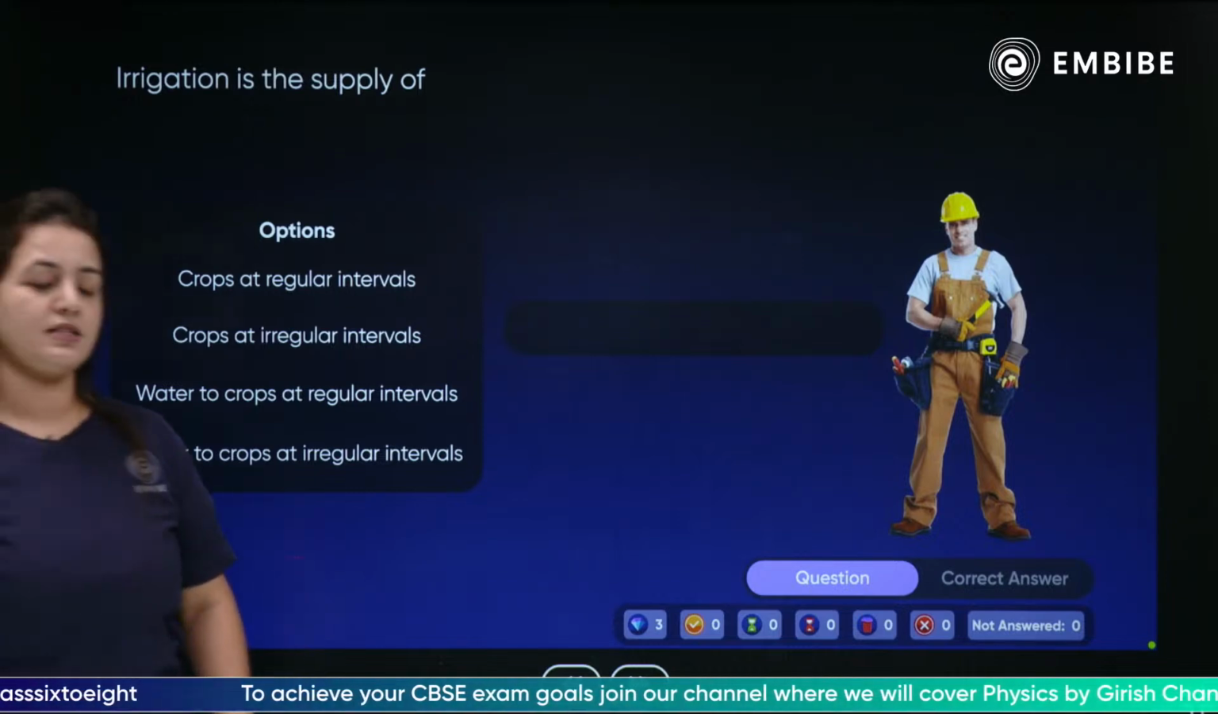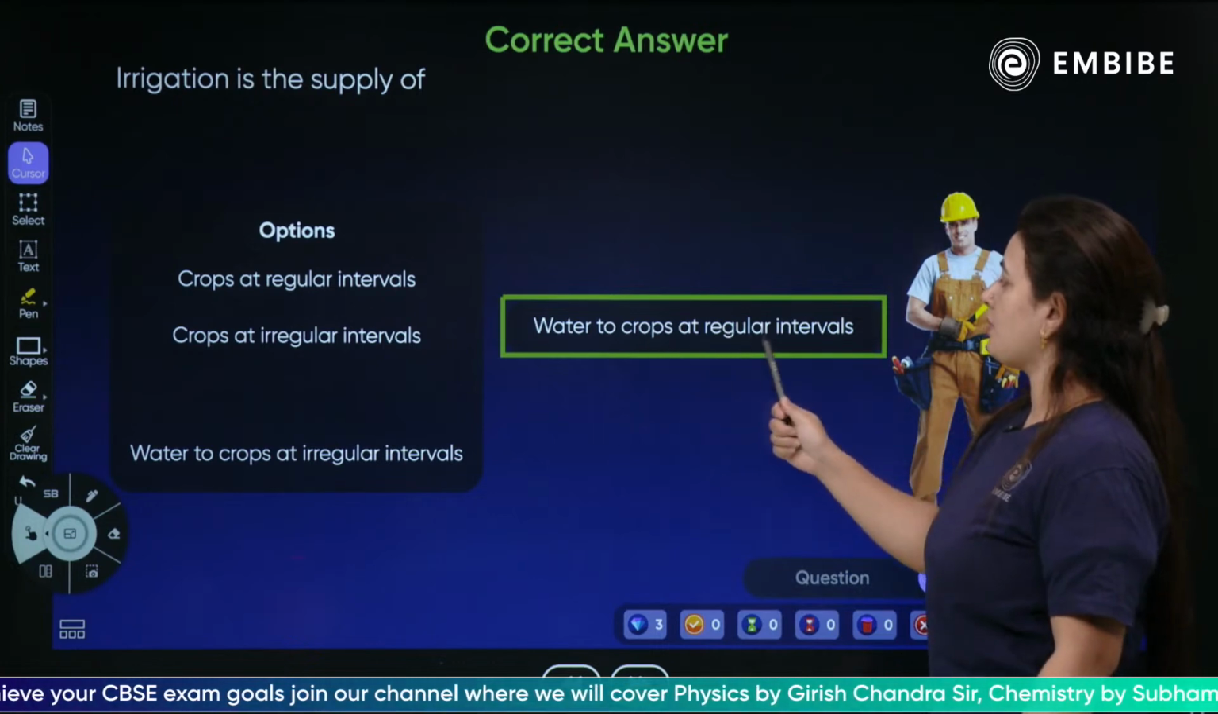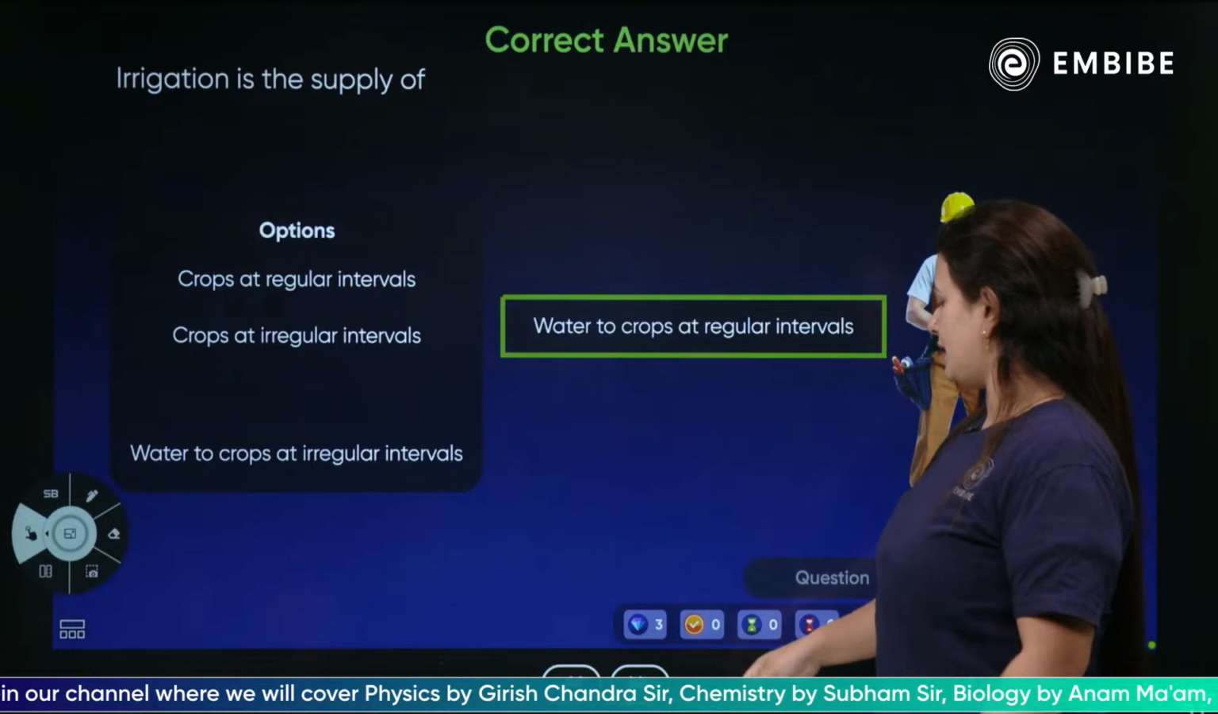What could be the correct answer? Simple: why do we irrigate? To water the crops at regular intervals. Yes, absolutely correct. We want to water the crops at regular intervals.